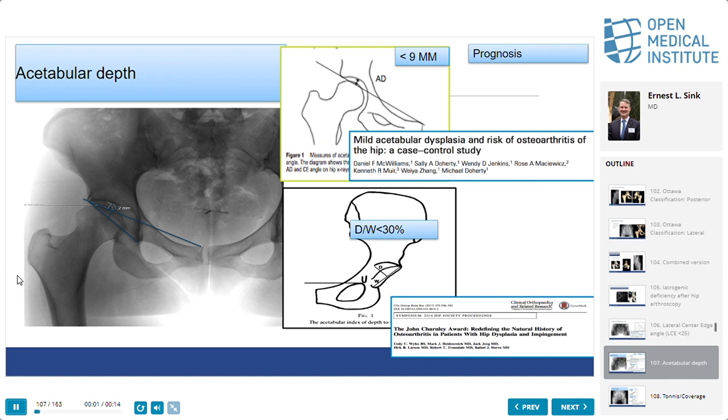We now measure acetabular depth, which is the lateral sourceal to the symphysis. And this, the widest point should be greater than 9 millimeters. The prognosis is bad if it's less than that.